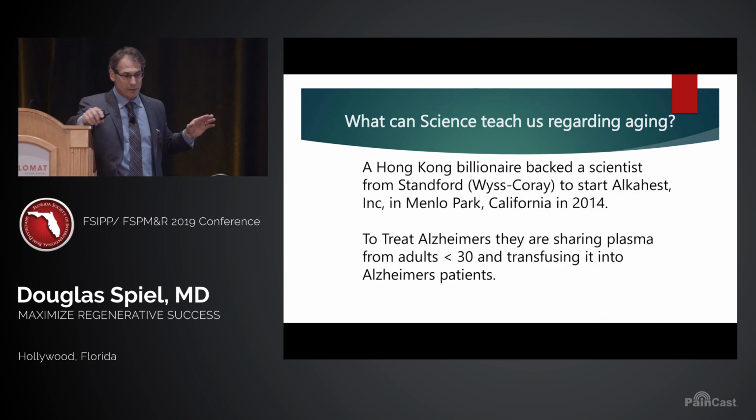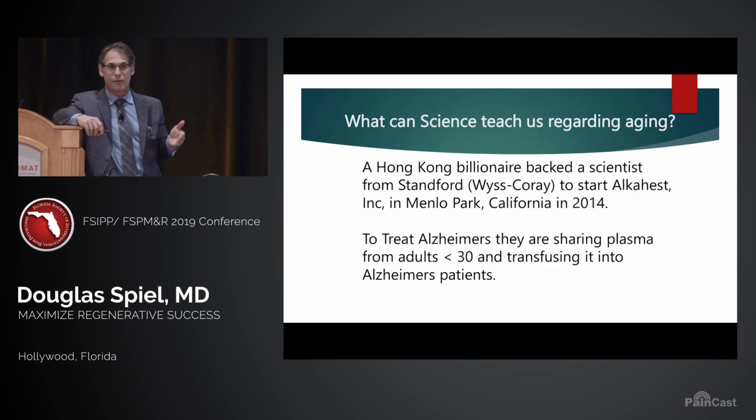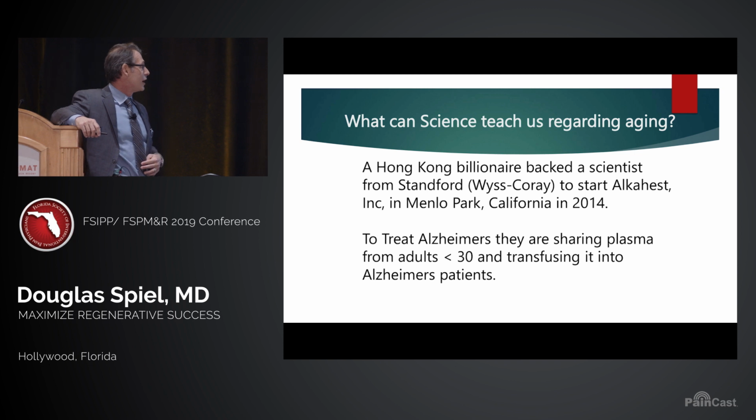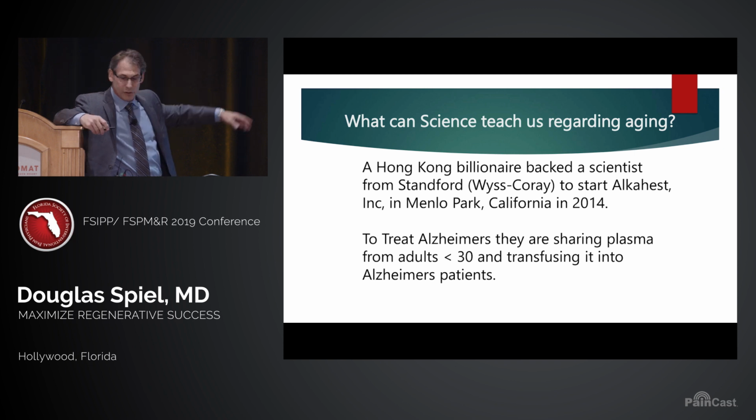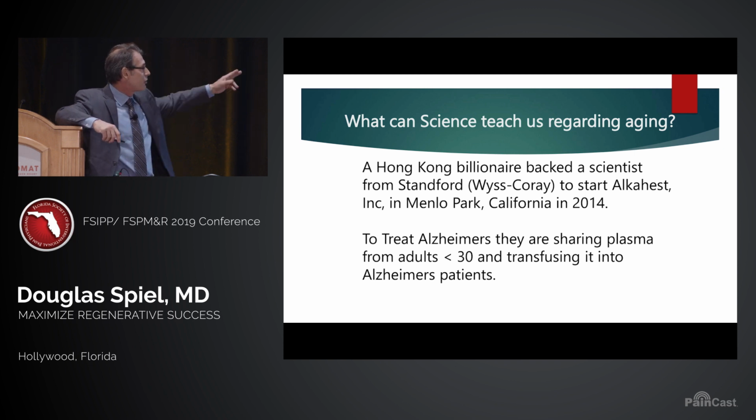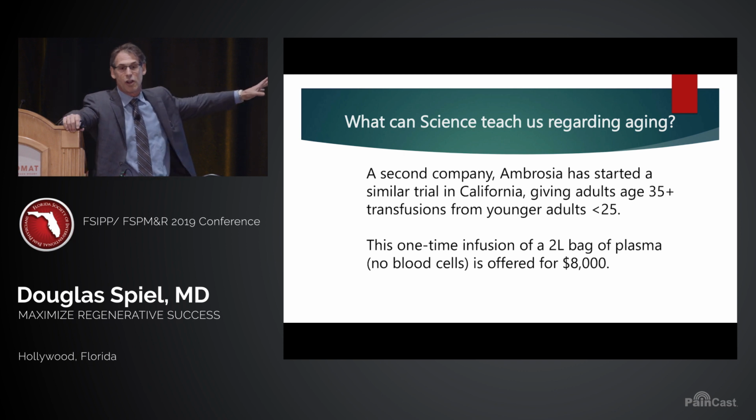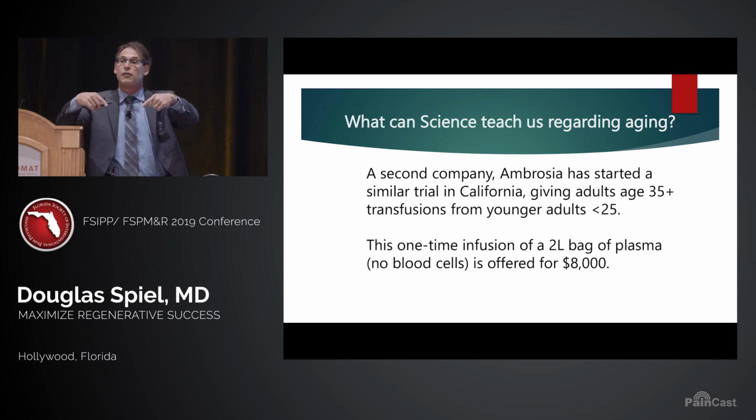So on the West Coast, they tend to jump ahead of all of us, and they find a way to make money on everything in Silicon Valley. So there's two groups. One is Wyss-Coray at Stanford, who started Alkahest, and that's to treat Alzheimer's. And then there's actually another group, Ambrosia, that recently shuttered its doors, and they would give you plasma from older people. Fountain of youth stuff, eh?